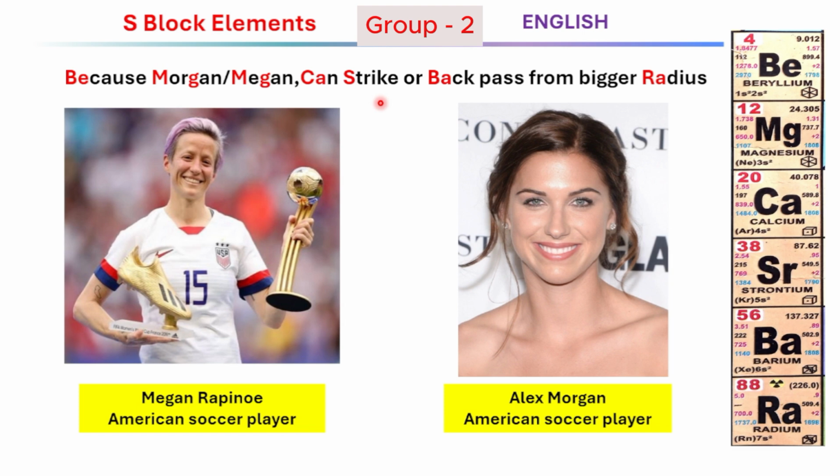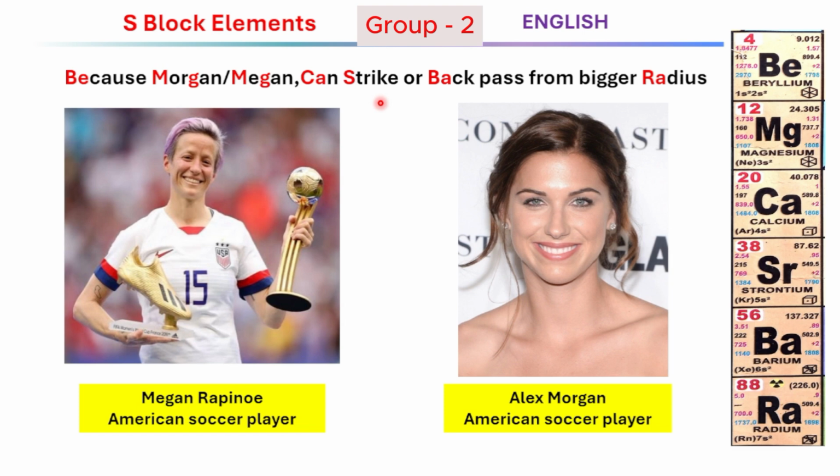Now how to remember? So there was a match between the women's team and the men's team. It was a funny match, or charity match, between the American women's team and the American men's team. But suddenly, the American women's team performed very well and won the game 2-0.